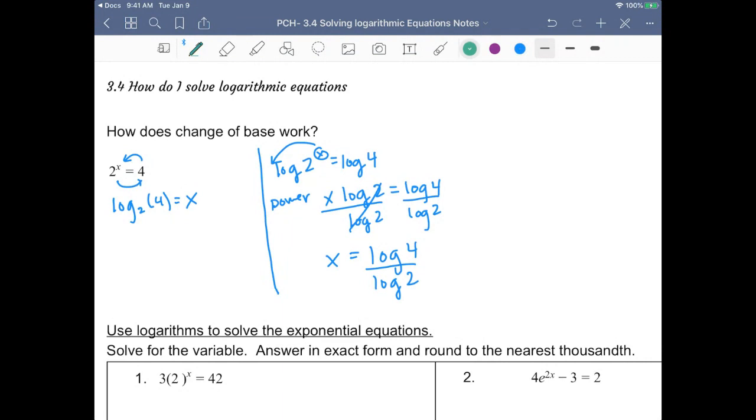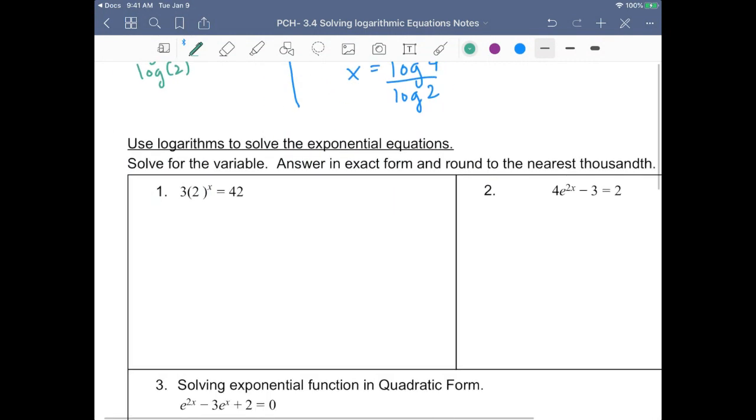Change of base from yesterday, remember, says that you can choose any base you want. So base 10, log of the top number 4 over log of 2. Magic. All right, moving on.